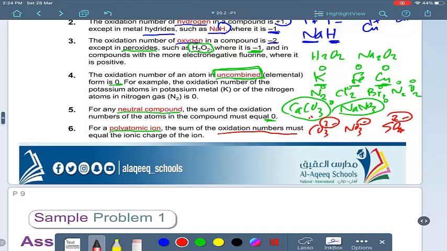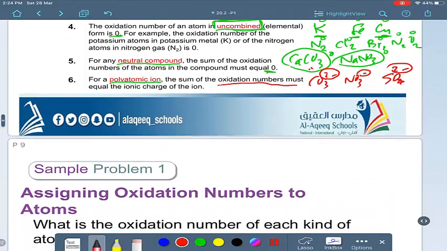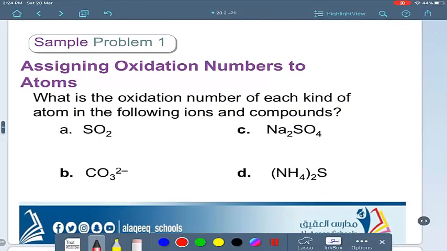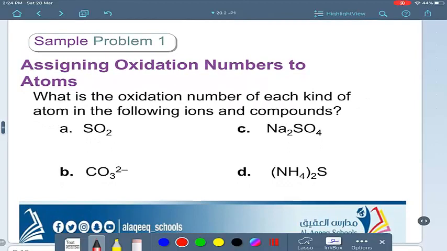We will apply these rules for an example here. Let's see this example. What is the oxidation number of each kind of these atoms in the following ions and compounds: SO2, CO3 negative 2 polyatomic ion, Na2SO4 ionic compound, (NH4)2S ammonium sulfide. Let's answer the first one.